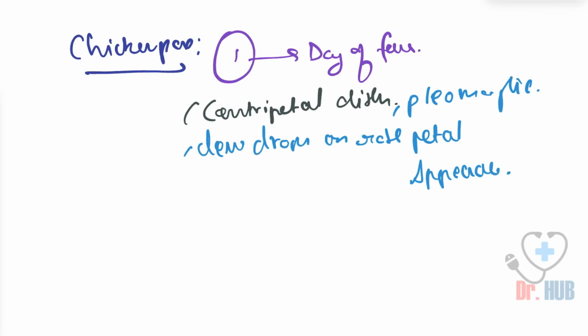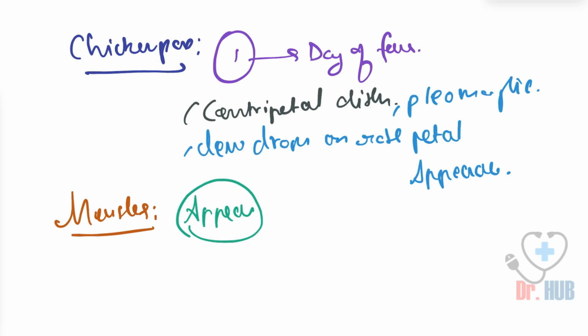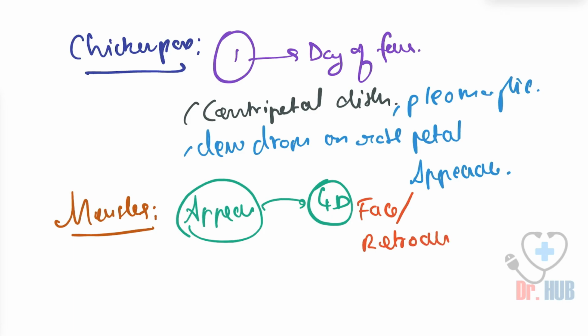The next disease we're going to see is measles. So what happens in measles? It appears on the fourth day, and it appears on the face as well as the retroauricular origin.